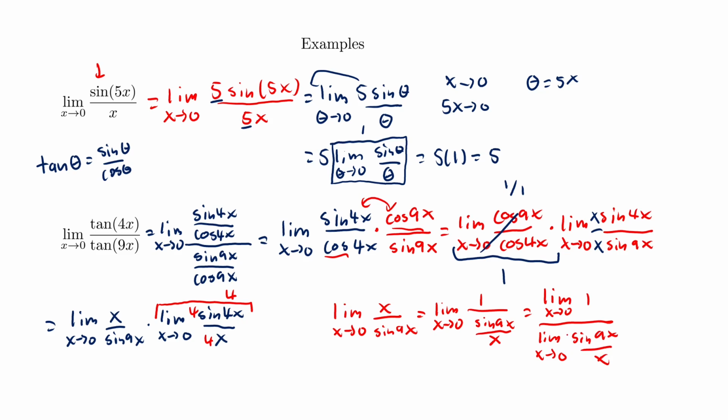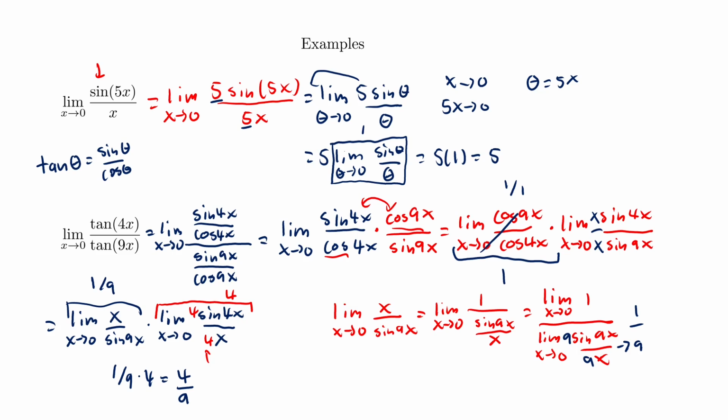If we do this, we already know, in the same vein as up here, that we can multiply by 9 in the numerator and in the denominator, and this thing is going to be 9. So that's going to be 1 over 9. So the second limit here is just 1 over 9. So this is just 1 over 9 times 4, or 4/9.